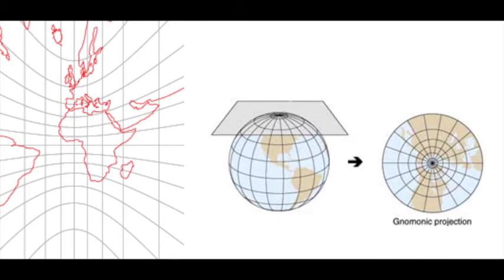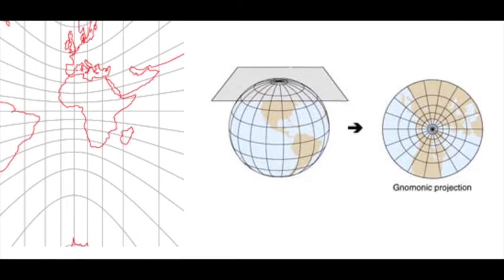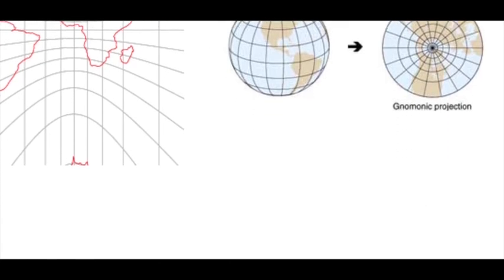Okay, so a lot of times, if you're going to have a sailing map where you want to go from one point to another, then you would want a very accurate map at that point. So you would have a map, say at one point, with a gnomonic projection of that area, and then a separate map with a gnomonic projection of the other area.